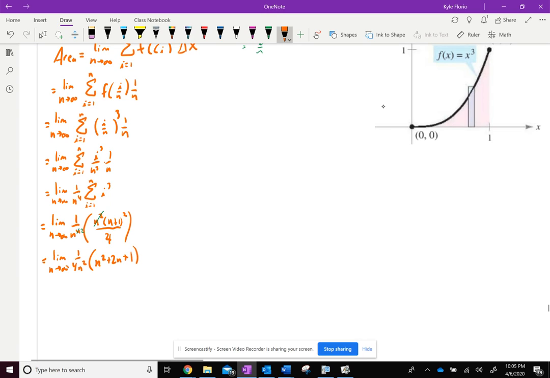Talking to you, Bert. All right, so we get the limit as n approaches infinity. Now we just got to distribute. So 1 times n to the second is n to the second. 1 times 2n is 2n. 1 times 1 is 1.